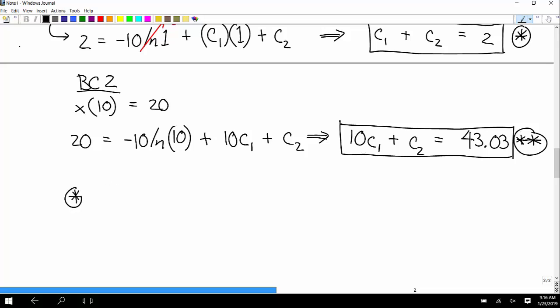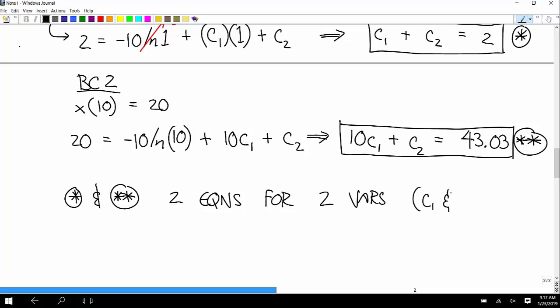And now equation star and equation 2 star are two equations for two variables. Those two variables are c1 and c2. And solve that however you want. And once you have c1 and c2, plug those into your function for x of time, and you have the complete solution. Any questions about that one?